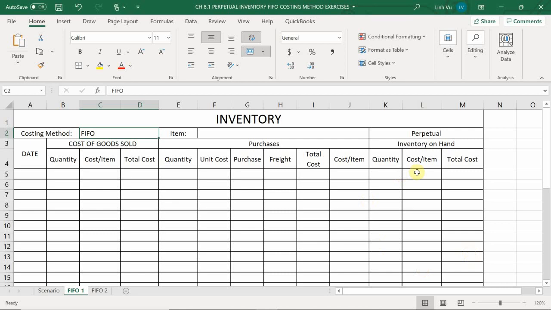Because when we first purchase our inventory, the first thing we gotta do is transfer it and put it into inventory on hand. So that's essentially the same thing here.